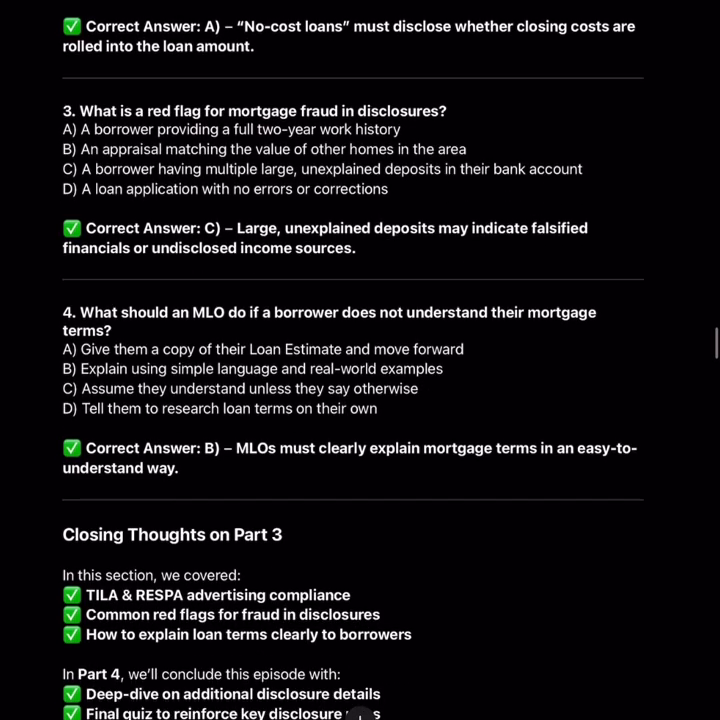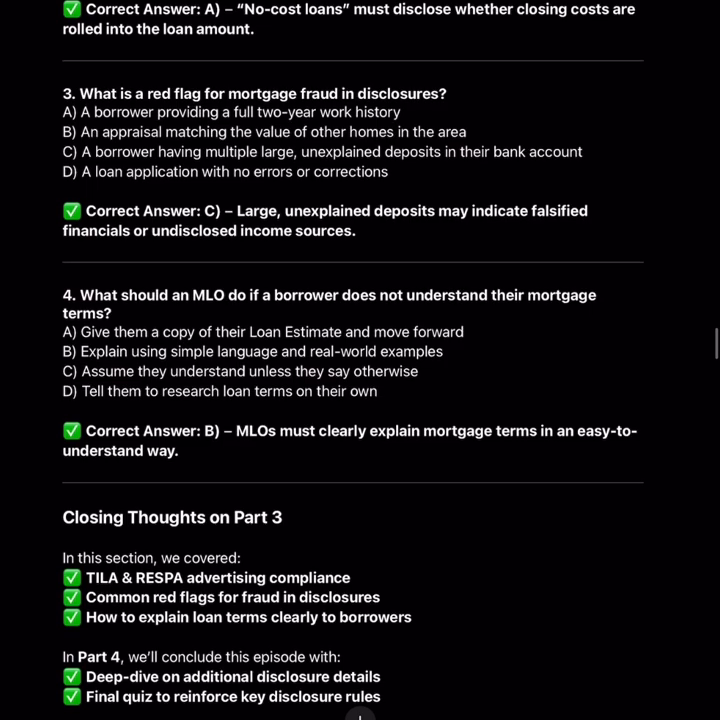4. What should an MLO do if a borrower does not understand their mortgage terms? A. Give them a copy of their Loan Estimate and move forward. B. Explain using simple language and real-world examples. C. Assume they understand unless they say otherwise. D. Tell them to research loan terms on their own. Correct answer: B. MLOs must clearly explain mortgage terms in an easy-to-understand way.